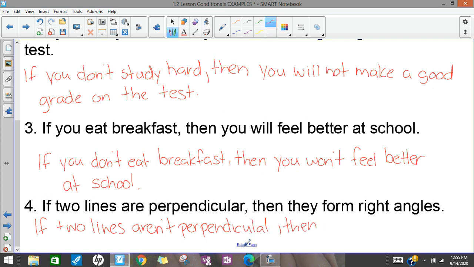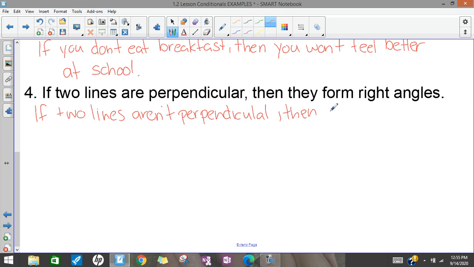Then change the meaning. So instead of forming right angles, then they don't form right angles.